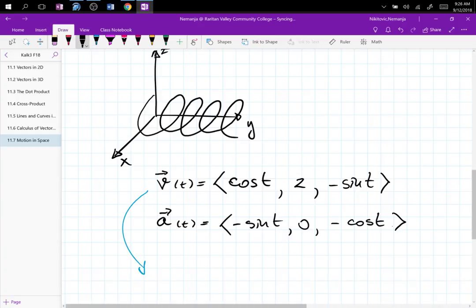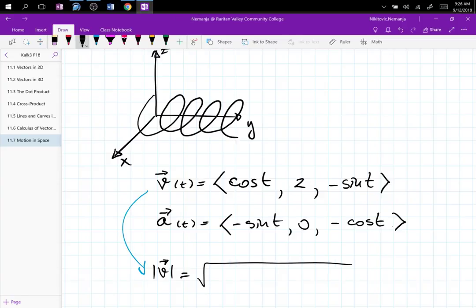find the speed. Speed is going to be the magnitude of the velocity, which is the square root of cosine squared t plus 2 squared plus sine squared t. Do we all agree that this is root 5? How much is sine squared plus cosine squared? 1 plus 4 is 5. Beautiful. So we have the speed to be root 5.